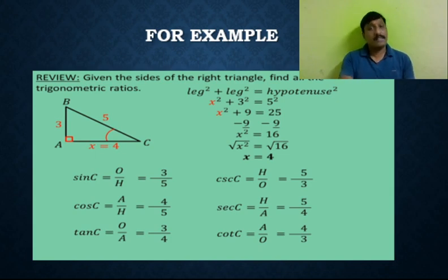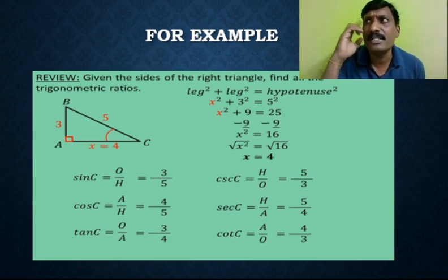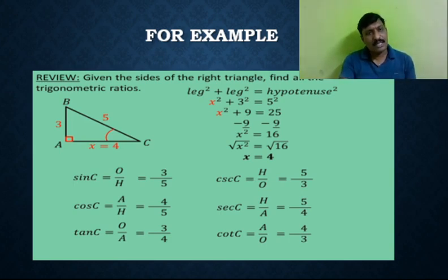Okay, let us see. First let us learn how to write the ratios with respect to C. What is sine C? Sine theta is opposite to theta by hypotenuse. Opposite to angle C is 3, by hypotenuse 5. So 3 by 5. In short form it is written O by H, opposite by hypotenuse, the sine C. What is cos C? Cosine C is adjacent by hypotenuse, that is 4 by 5. What is tangent C? Tan C is opposite by adjacent, that is 3 by 4.